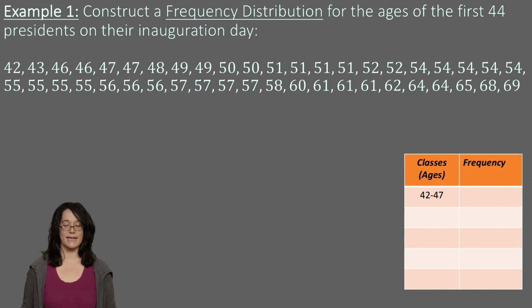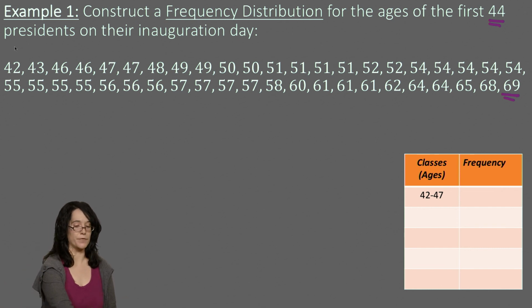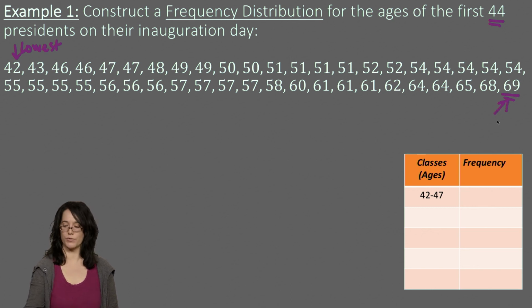So in example 1, it says, can we construct a frequency distribution for the ages of the first 44 presidents of the United States on their inauguration day? Okay, so this is not up to the current day. So at this point in time when we did this, we're only up to the first 44 presidents, where the eldest was 69 upon inauguration. I think we've surpassed that by now. All right, so at this point, what I noticed first of all is that all of these ages of presidents are all listed in what we call ascending order. So they're from the smallest to the largest. That's very helpful. So this is our lowest or our youngest president, and this is our highest or our oldest president.